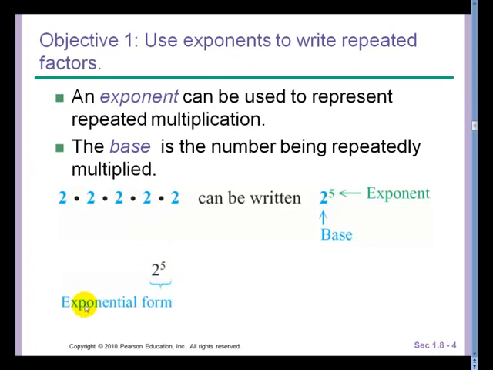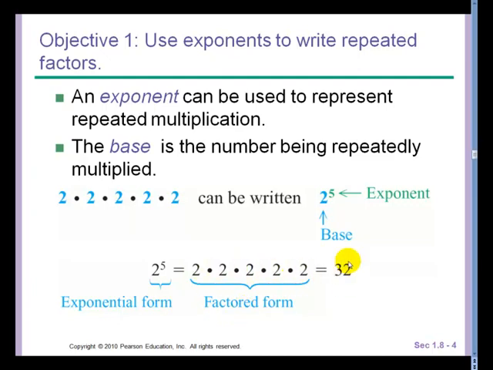2 to the 5th is in exponential form. When you write it out as several multiplications, that's in factored form. Recall that the numbers being multiplied together are called factors, which is why this is in factored form. When you actually evaluate it, that's considered simplified form. Sometimes you will be given factored form and expected to find the exponential form. Other times you'll be given the exponential form and will be expected to get the factored form. Generally, you are always required to simplify when you are done.